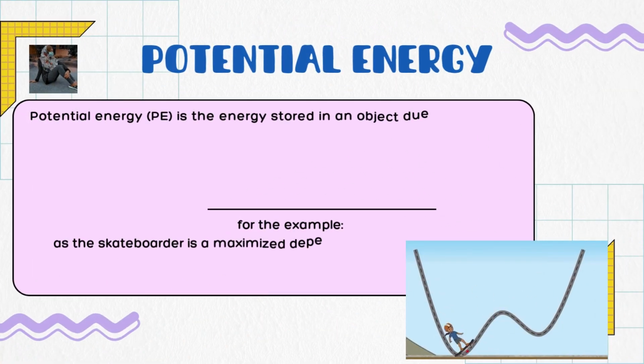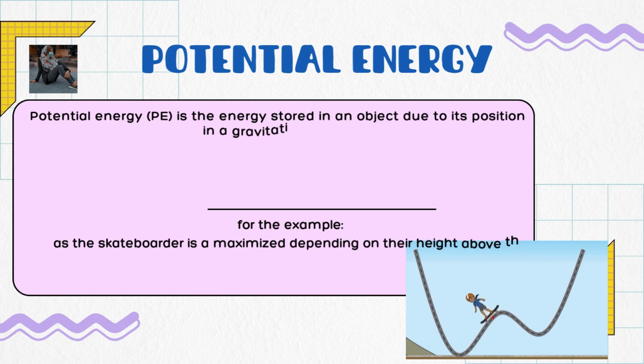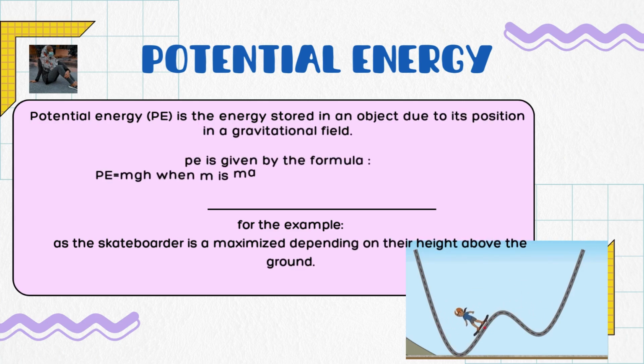Next is potential energy. Potential energy is the energy stored in an object due to its position in a gravitational field. The formula is PE = mgh, where m is mass, g is gravity, and h is height. For example, a skateboarder's potential energy is at a maximum depending on their height above the ground.